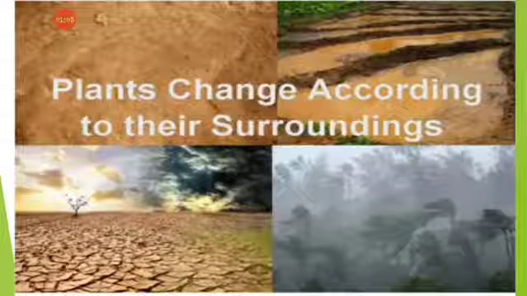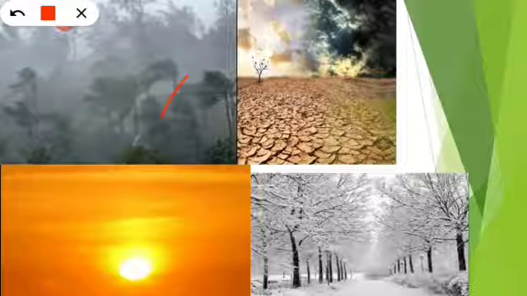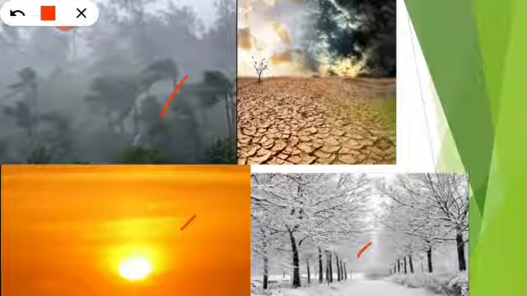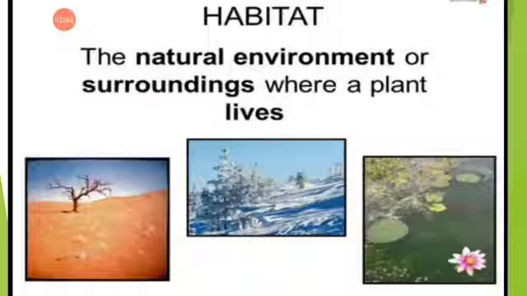Some places get heavy rain, some get average rain, and some hardly get any. Some places are very hot, while some are very cold. The soil of different places is also different. Some places have dry and sandy soil. So not only do plants have different shapes and sizes, the natural environment or surrounding where a plant lives is called its habitat.